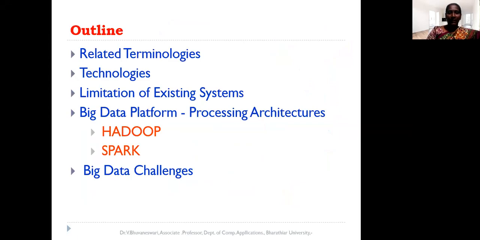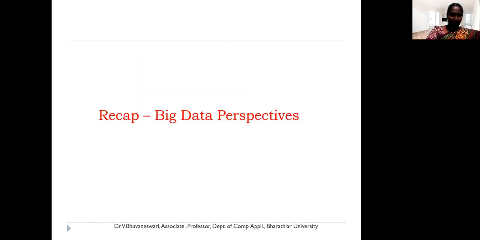The outline of the session includes discussion on related terminologies, technologies, limitation of existing system, and big data platform processing architectures, Hadoop and Spark, followed by big data challenges.